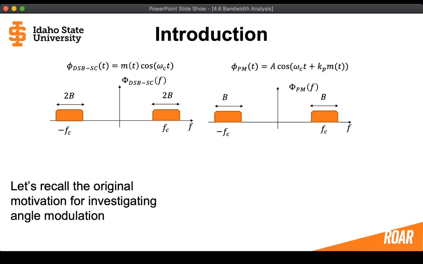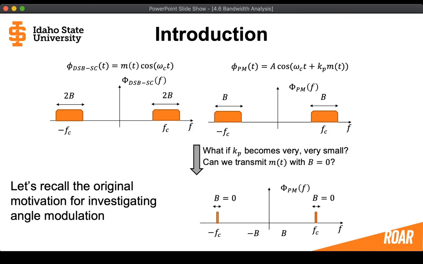So the idea was, if we applied a phase modulation where we had the angle of the cosine being modulated with this term kp m(t), if we made the term kp very small, perhaps we could make the bandwidth of the modulated signal phi PM(t) very small. So maybe the original idea was that we could transmit some message with no bandwidth. So what we want to see now is, is this really possible?